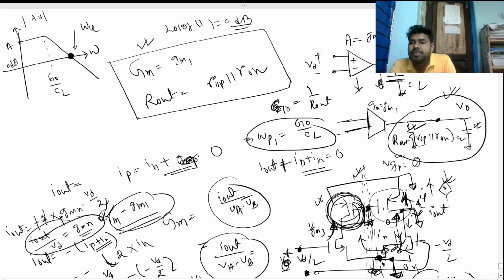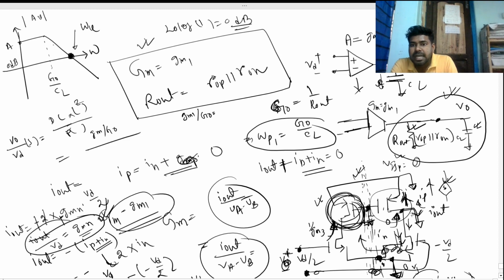So what will be the expression of this transfer function? V out by Vd in S will be nothing but the DC gain times zeros by poles, right? This is the format. So what is the DC gain? DC gain is nothing but GM1 by GO, where GO is the overall output conductance. This is our DC gain, and there is no zero, so we are not going to write that.